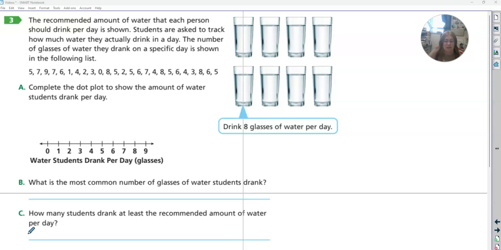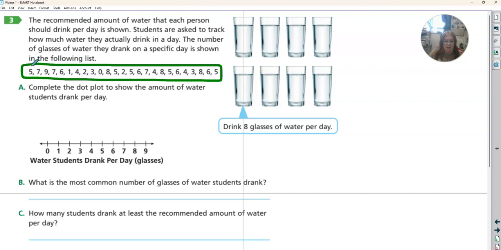For task 14.2, task 3, it tells us that the recommended amount of water that each person should drink per day is shown. Students are asked to track how much water they actually drink in a day. The number of glasses of water they drink on a specific day is shown in the following list. So here is everybody's water that they drink.